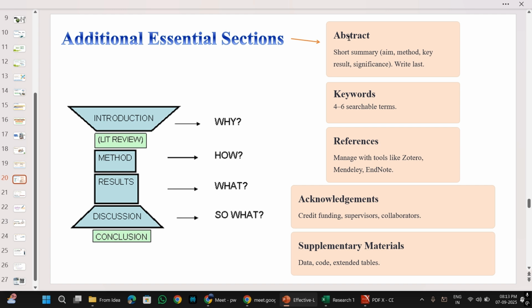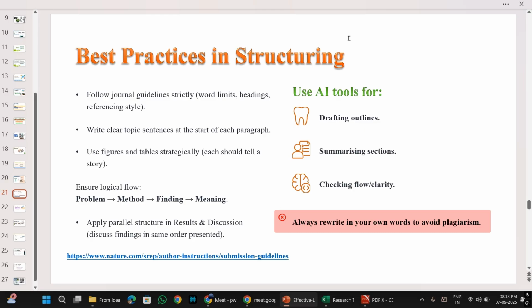With that, best practices: follow journal guidelines very strictly, look at the word limits and the headings. I have given one such link here. You can go here and check the different instructions that come. Write clear topic sentences at the start of each paragraph. Each paragraph has to start with confidence. With this, you will know that whatever you read through the paragraph is going to be relevant. Every time you complete one paragraph, your energy is lost, so the next paragraph has to start energetically, right? Keep that in mind.